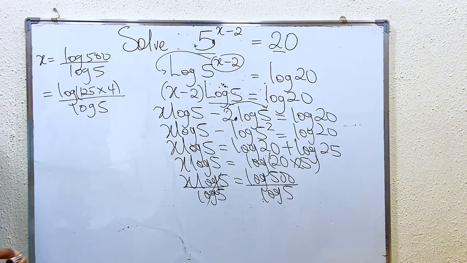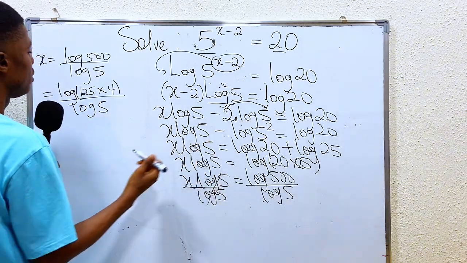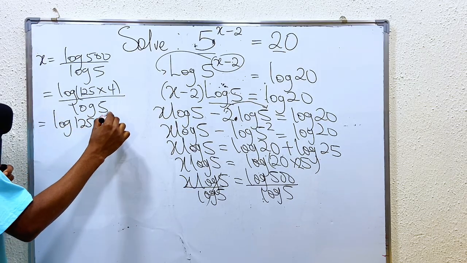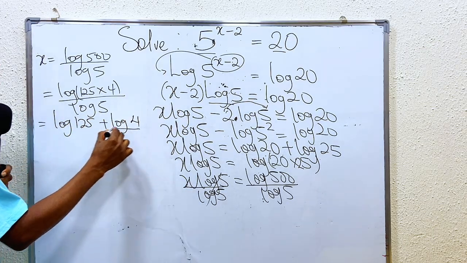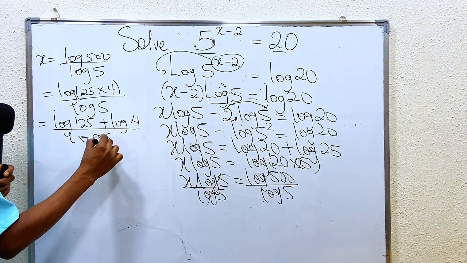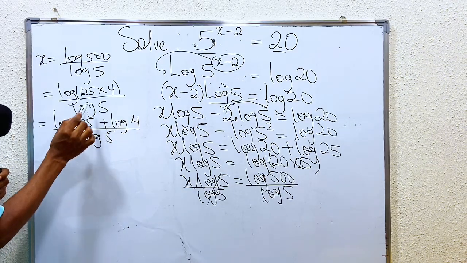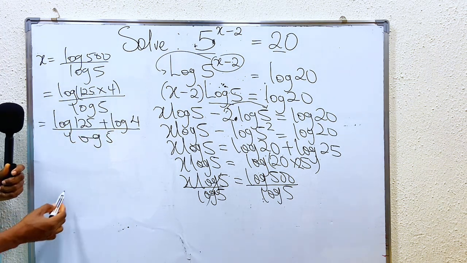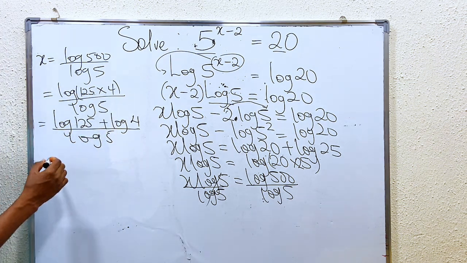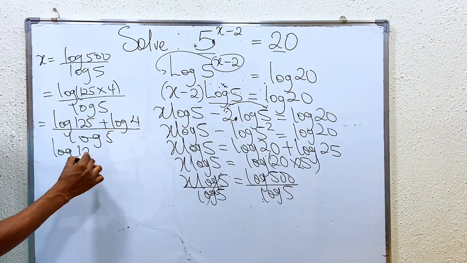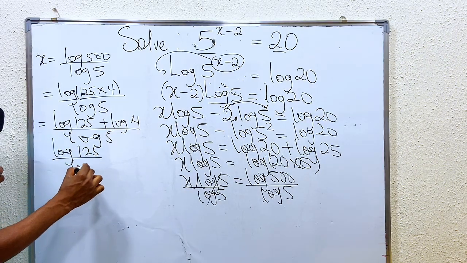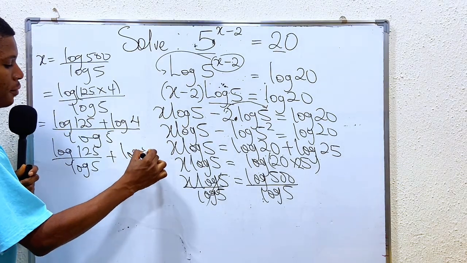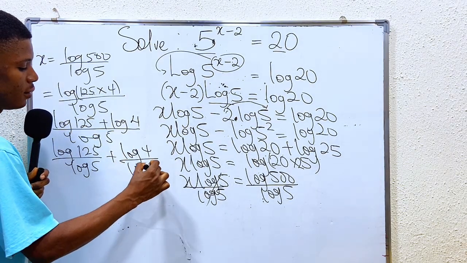Let's split it using the initial rule. You have it to be log 125 plus log 4, divided by log 5. The reason why we split this is that when you are multiplying in logarithm, you are free to add the terms in the same log. So that's what we did. So this is log 125 over log 5, splitting the fraction, plus log 4 over log 5.